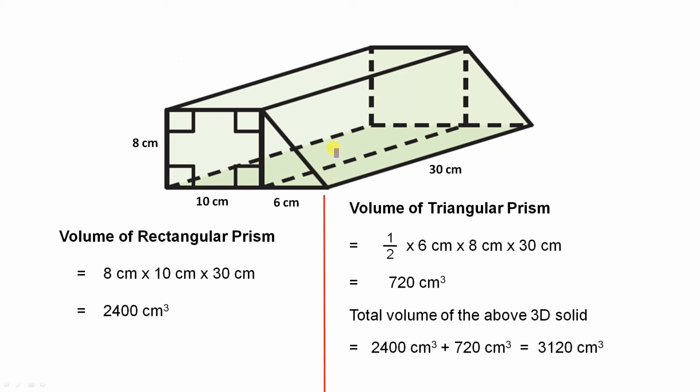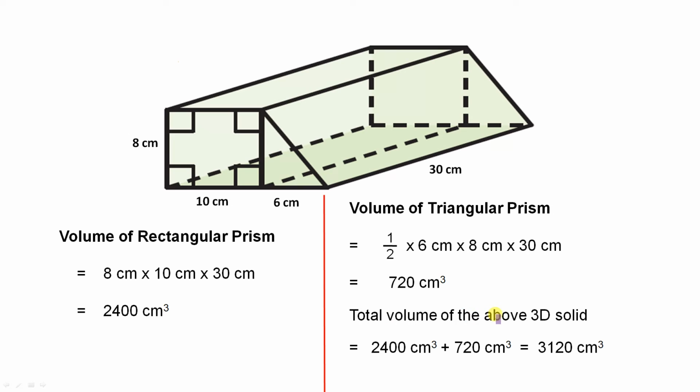Now the triangular prism, remember it's half base times height for the area of the triangle, so that's half times 6 centimeters times 8 centimeters. We multiply that by 30 to find the volume. So when we work that section out, that gives us 720 cubic centimeters.